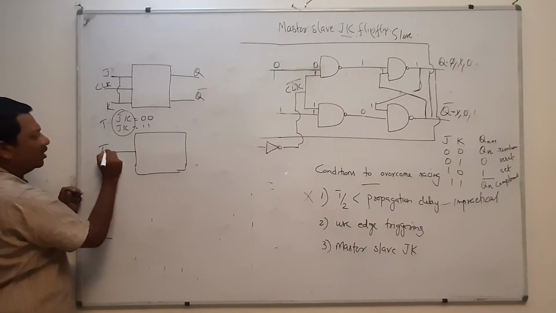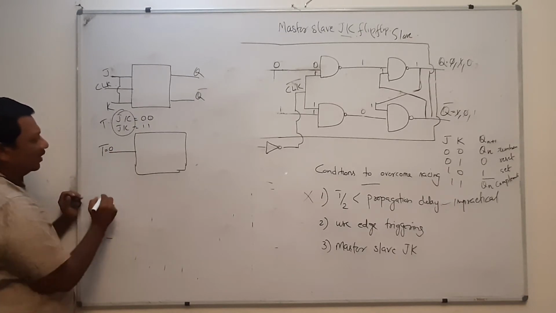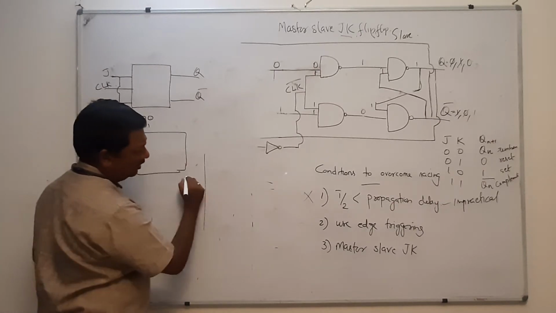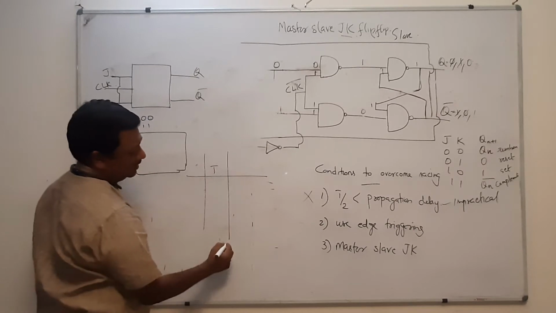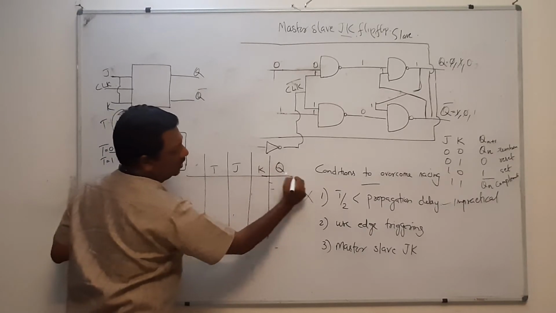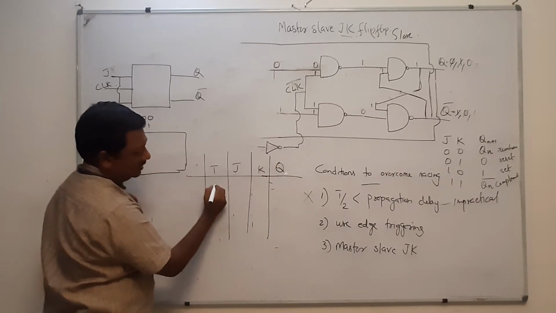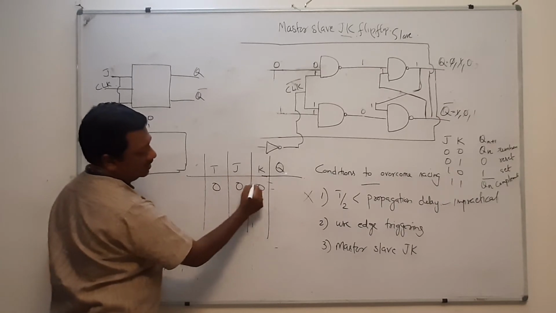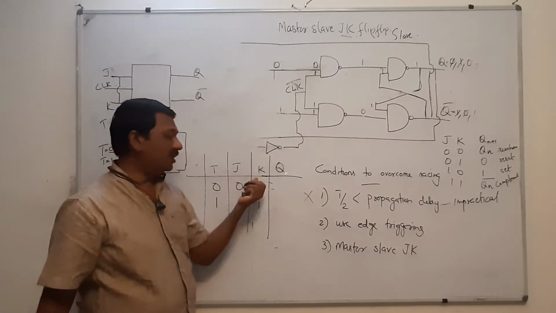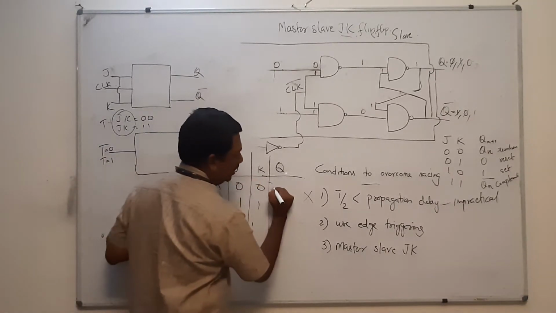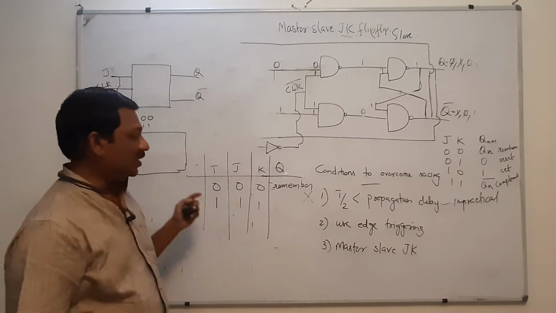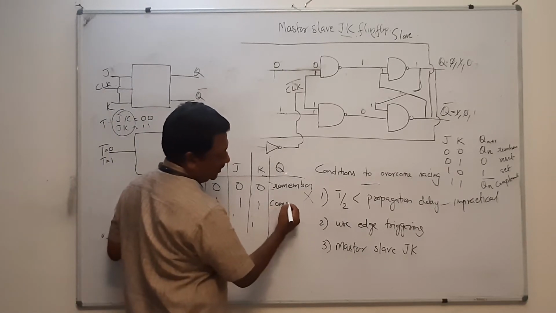If you give T as 0, what will happen? If you give T equal to 1, what will happen? The truth table is like this. The value of T is this, then the values of J and K will be this, and the Q value is this. If T is 0, J and K are 0 and 0. If T is 1, J and K are 1, 1. If J and K are 0 and 0, it remembers the previous value. And if it is 1, 1, it complements the previous value.